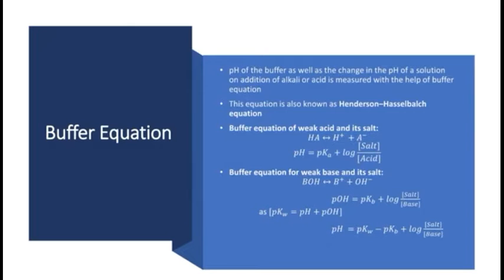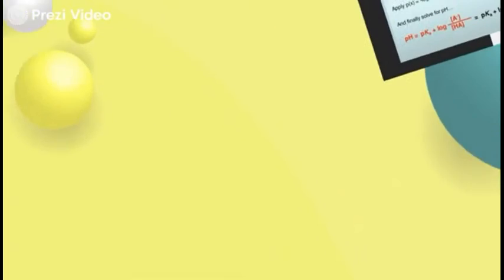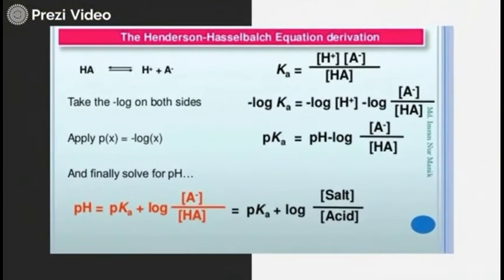When a base is added, the hydroxyl ions added are removed by reacting with ammonium ion to form unionized ammonium hydroxide. That means OH- plus NH4+ gives NH4OH. Thus the solution retains constant pH. So when an acid like HCl is added, the solution suffers no change in pH, and when a base is added, the solution retains a constant pH value.